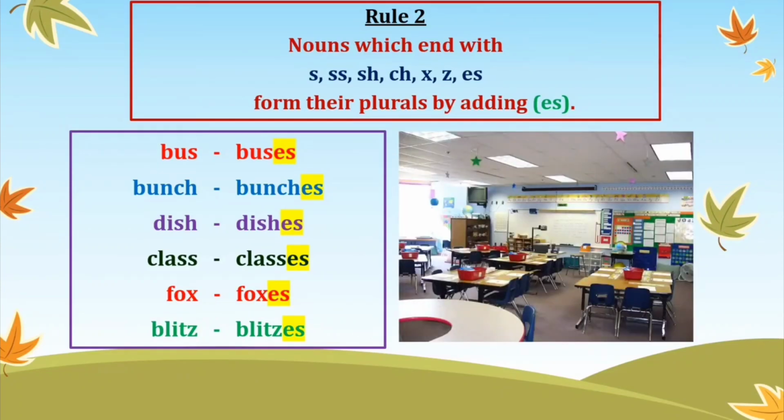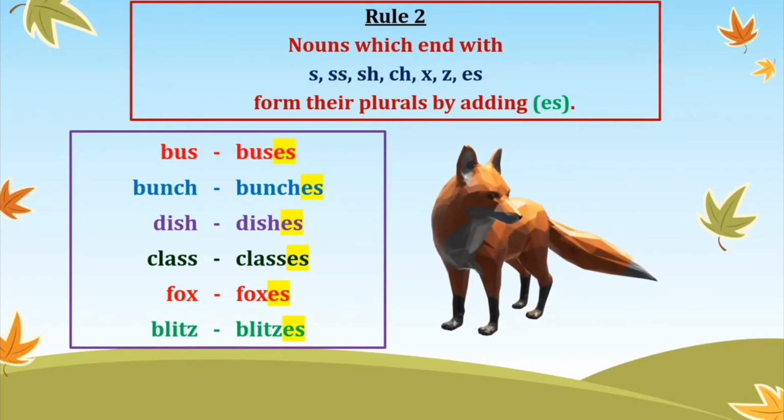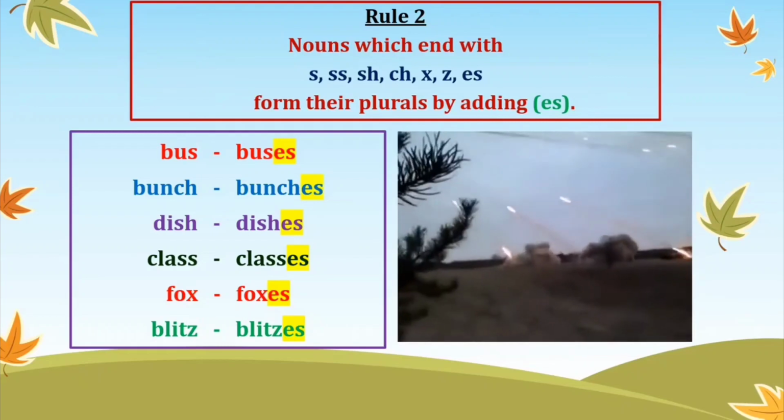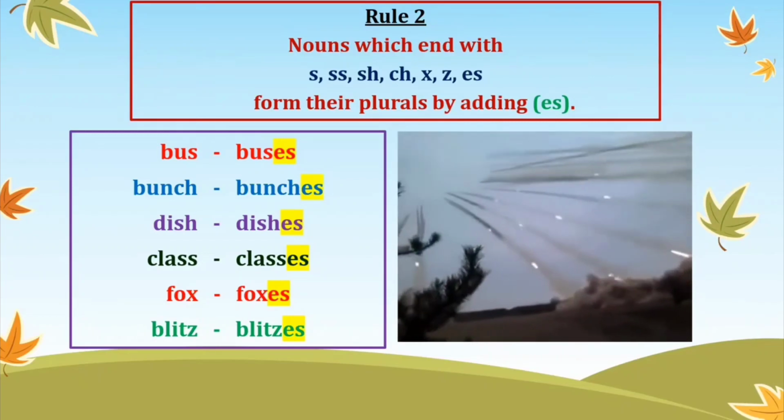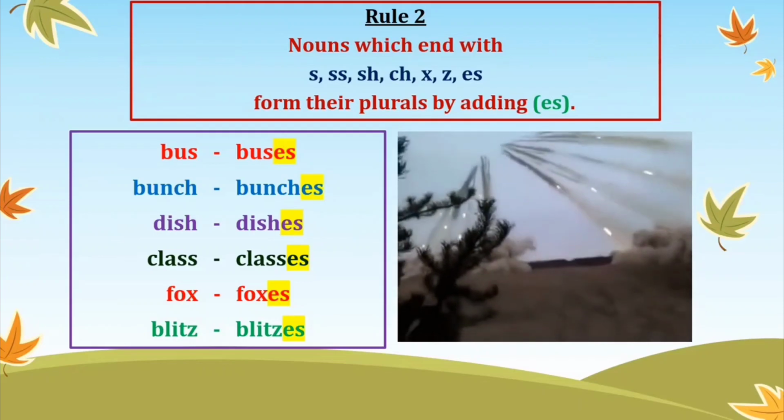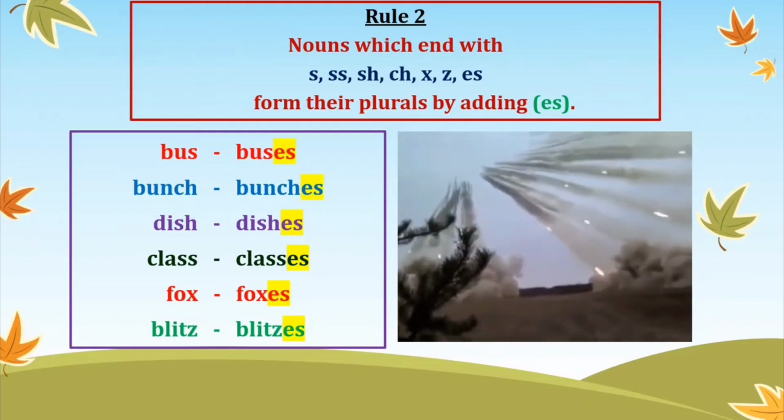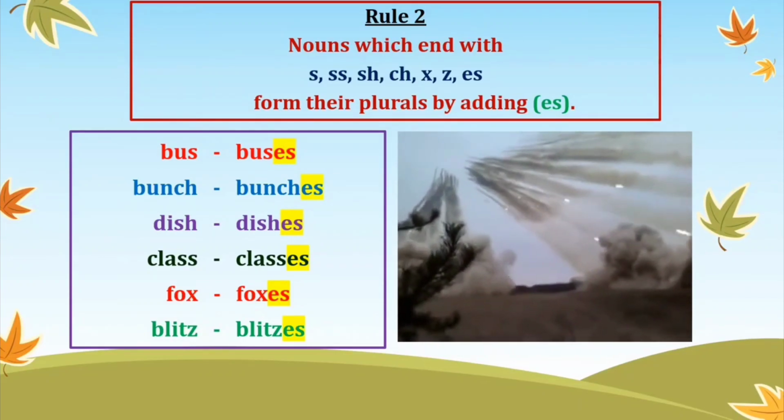One class is a class and many are classes. One fox is called a fox and this noun is ending with x. So again you will add es to make it foxes. The next one is blitz. This is ending with z. That means again we will add es and the noun will become blitzes.